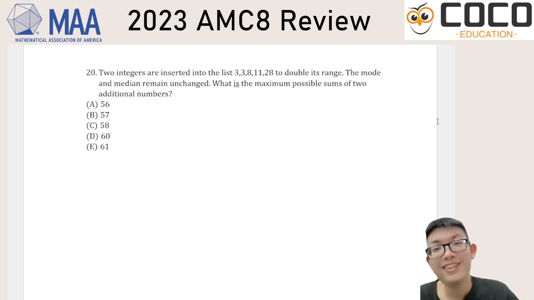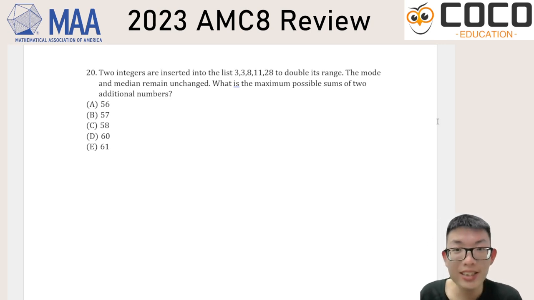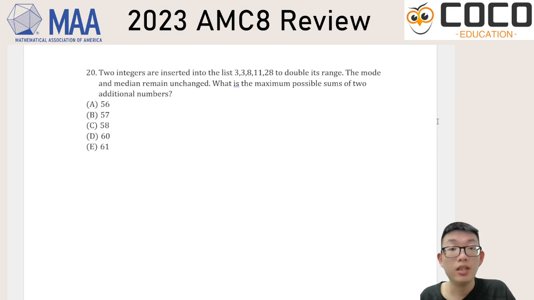Question 20. Two integers are inserted into the list 3, 3, 8, 11, 28 to double its range. The mode and median remain unchanged. What is the maximum possible sum of two additional numbers?